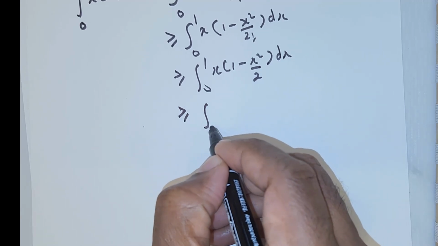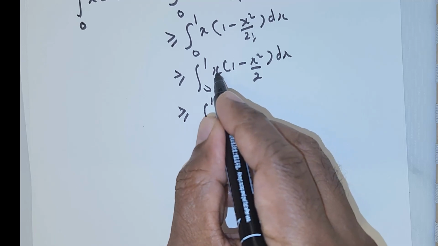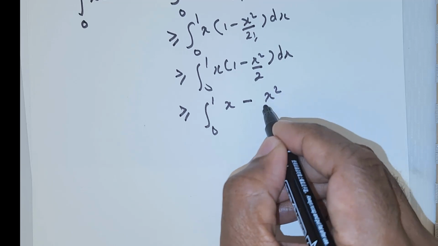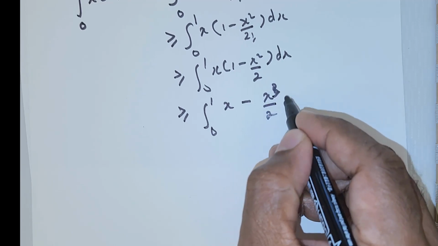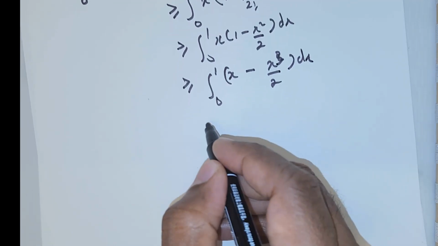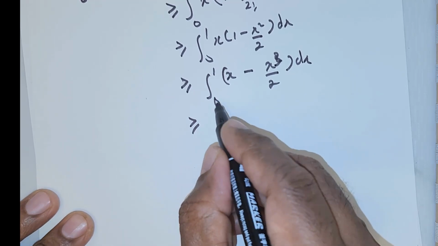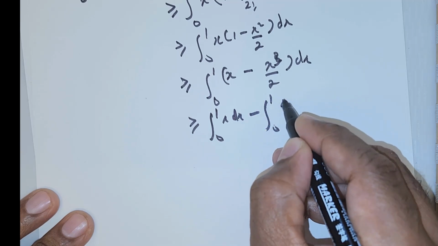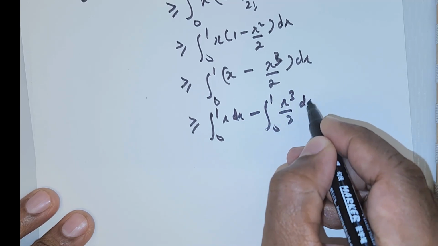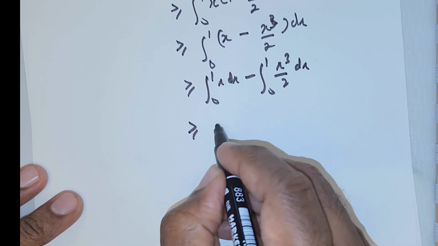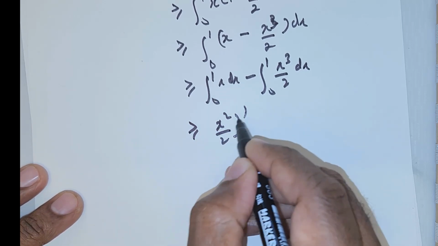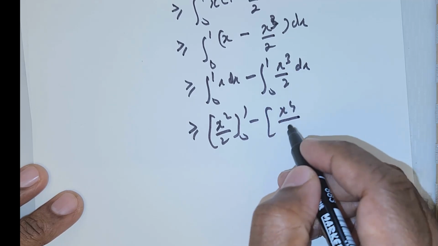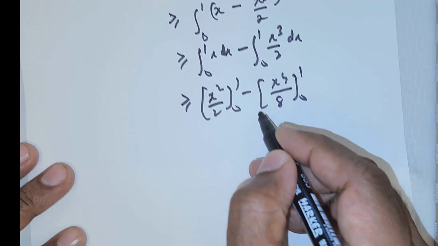So this is greater than equal to integral 0 to 1. This is x times 1 is x, negative x times x squared is x to the power of 3 over 2 times the dx. Now this is greater than equal to integral 0 to 1 x times dx, negative integral 0 to 1 x to the power of 3 over 2 times the dx. This is greater than equal to, you integrate this, you get x squared over 2, the limits are 0 to 1. You integrate this, you get x to the power of 4 divided by 4. 4 times 2 is 8, limits are 0 to 1.